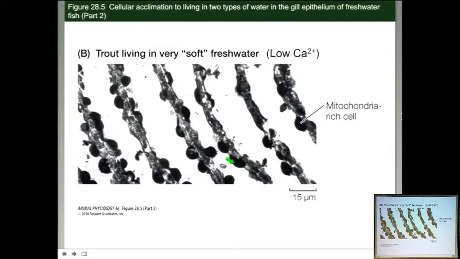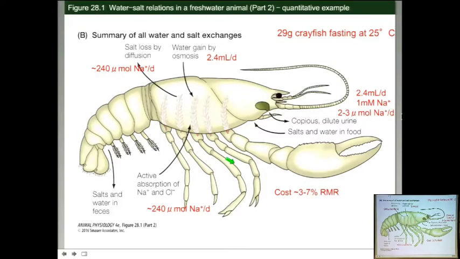Okay, next we have a quantitative summary, in a way, of the freshwater water and salt relations. So again, we have our friend the crayfish, the same picture, but now we're putting some actual numbers on here. We start with a 29-gram crayfish at 25 degrees C.